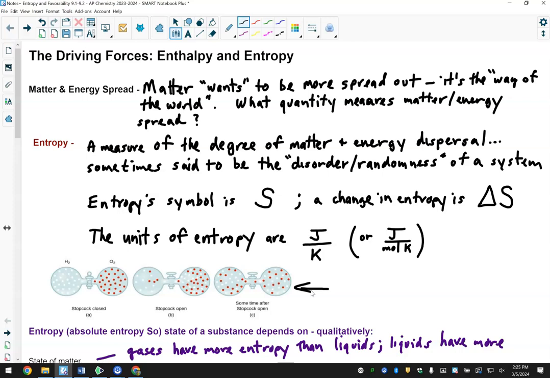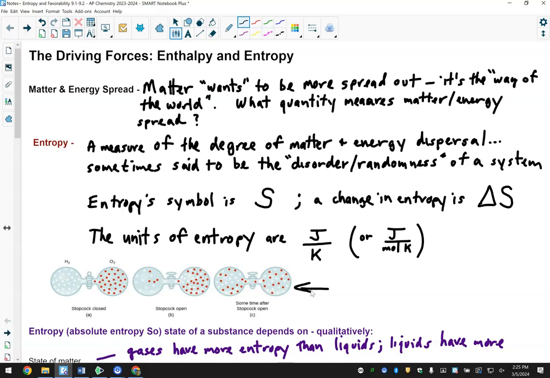Entropy is a measure of the degree of matter and energy dispersal in a substance, or in a system. Again, sometimes it's called the disorder or randomness of the system. College Board and many chemists don't like you to say disorder and randomness. I would stick with degree of matter and energy spread. That's a good way to think of it.